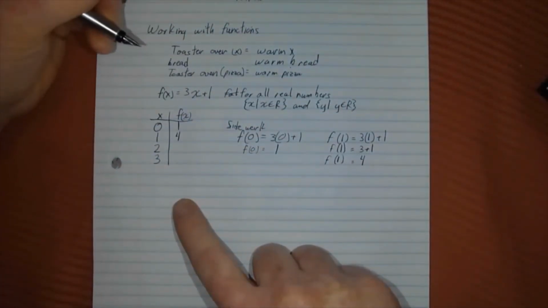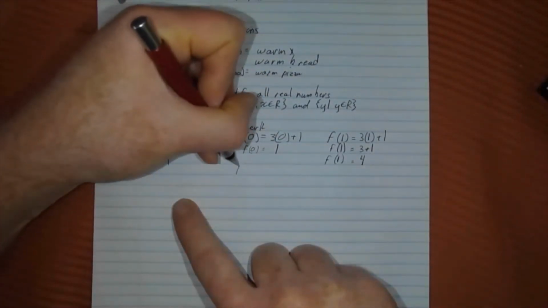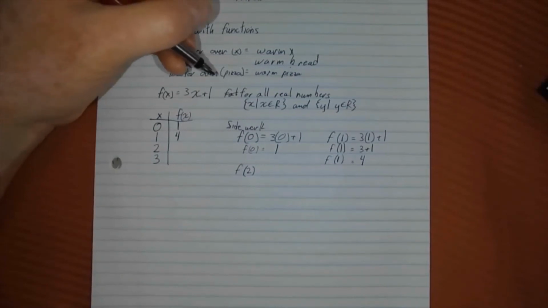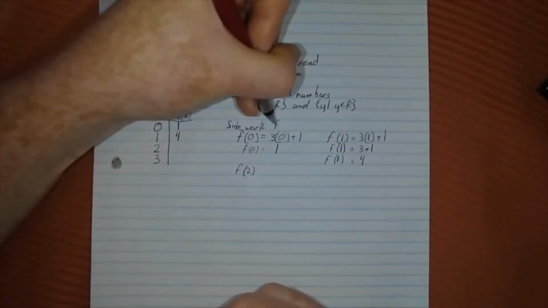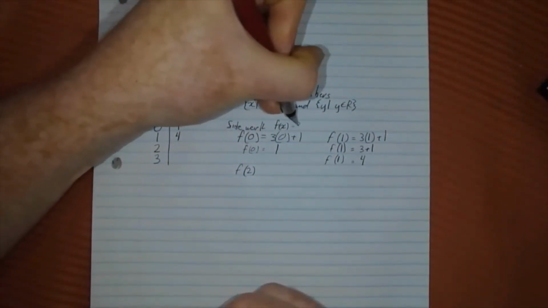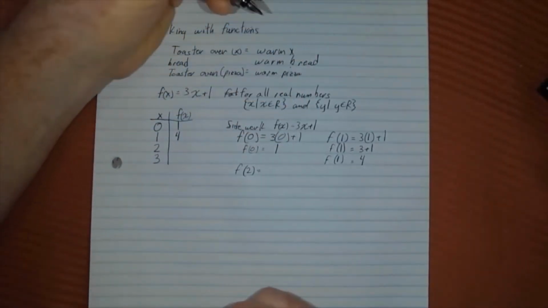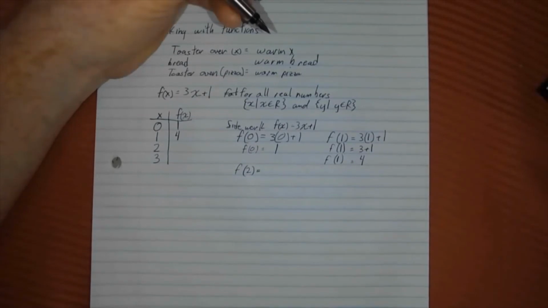We'll put a 4 in there. Let's try f of 2. Working with functions, taking that number, my function of x is equal to 3x plus 1. And I have to evaluate. I have to put that input in the machine and see what I get.